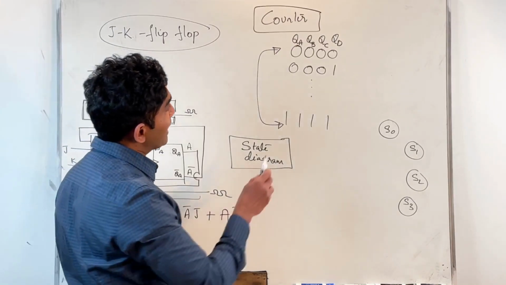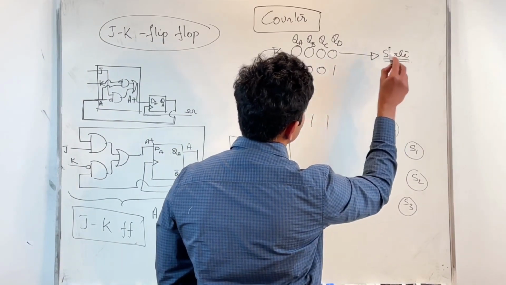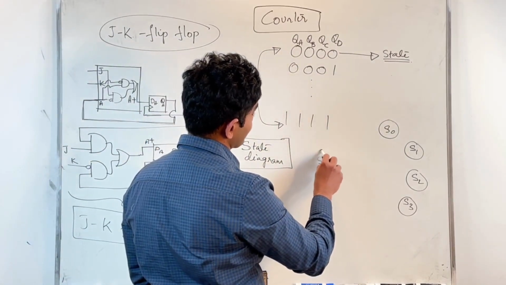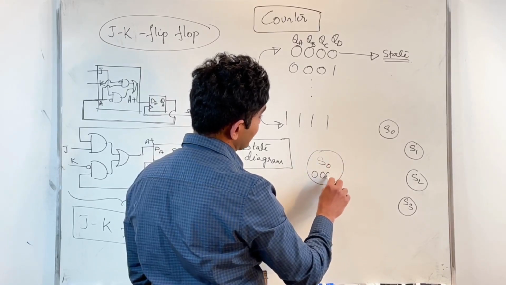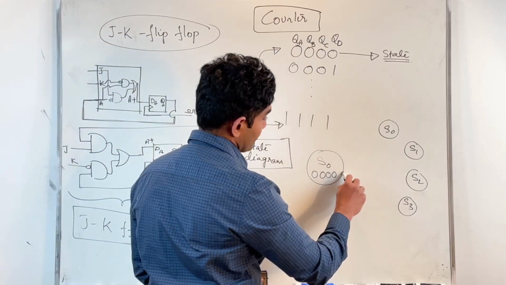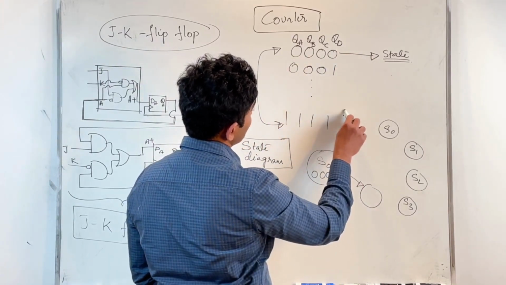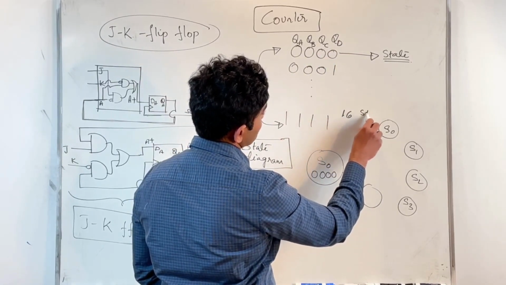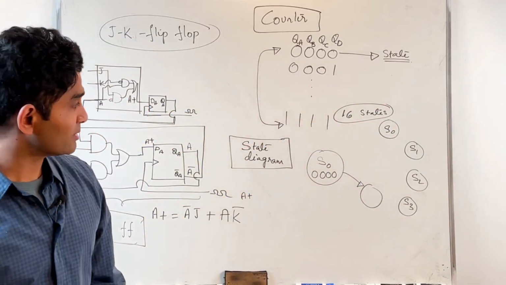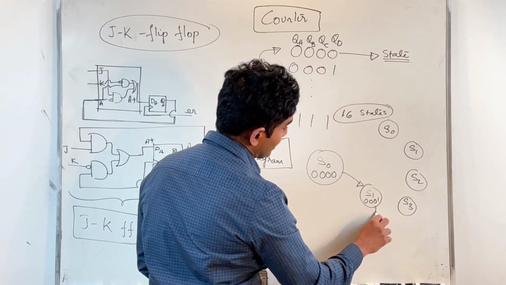Why not represent each count itself as a state in this case? Each count itself as a state, in which case S0, for example, is a count. My counter stays in each count for one clock cycle. That means if I want to represent a state diagram for a counter, how many states would I have here? I would have 16 states, where each count itself is a state, and my counter progresses through this sequence with each clock pulse, clock transition.